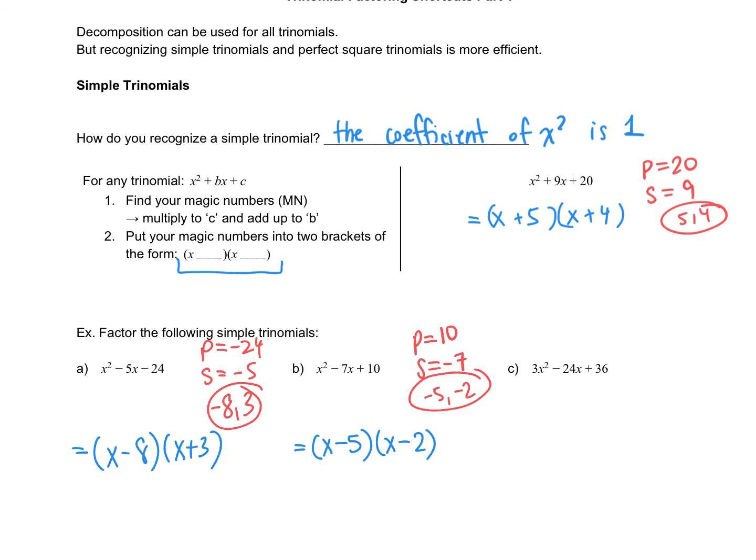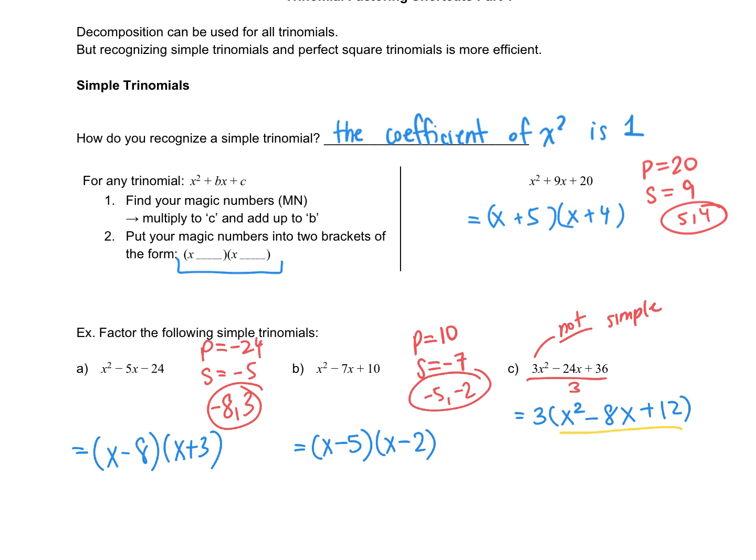Now I said the last one is not simple. But we know that our first step should always be look for a common factor. And if I look at these three terms, they can all be divided by 3. So if I divide out a 3, I'm left with x squared, subtract 8x, plus 12. Now, this is a simple trinomial.